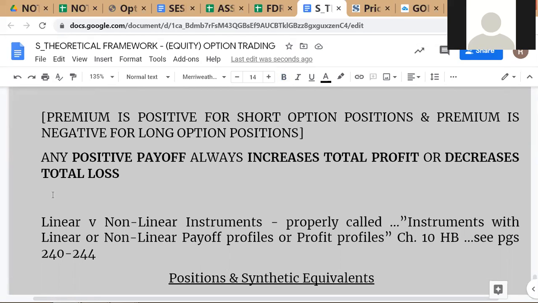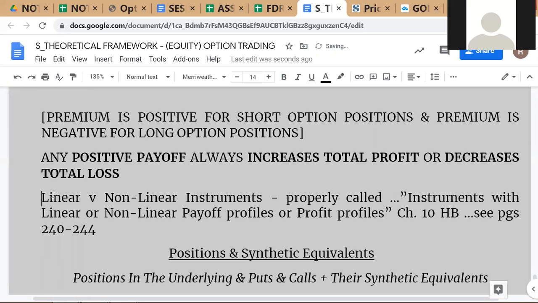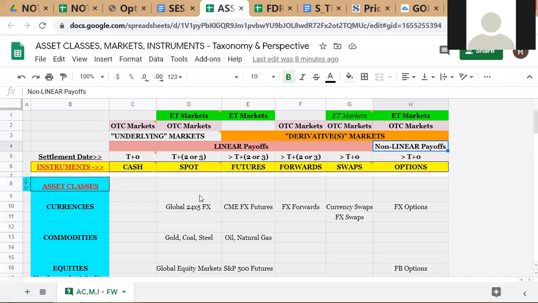Right. There's one more point that we have to understand here now. If you go back to the framework that I showed you earlier, when we look at the asset classes, markets, and instruments, you'll notice that there are many categorizations here. And one of the things you'll see is that the only instrument which has been labeled as non-linear payoffs is options. Everything else is linear payoffs. Although derivatives cover all these instruments, the only instrument which has a non-linear payoff is options, and the rest have all linear payoffs.